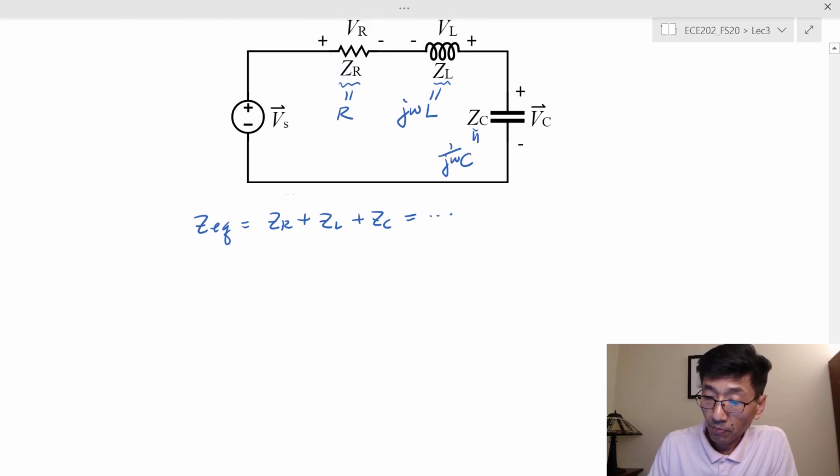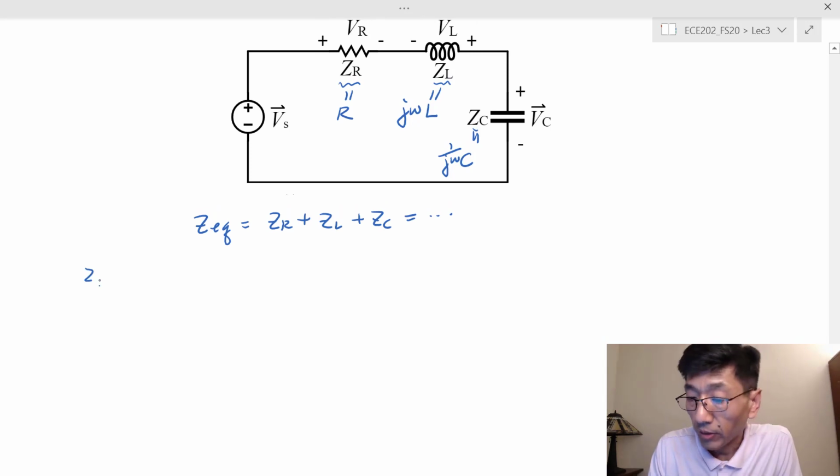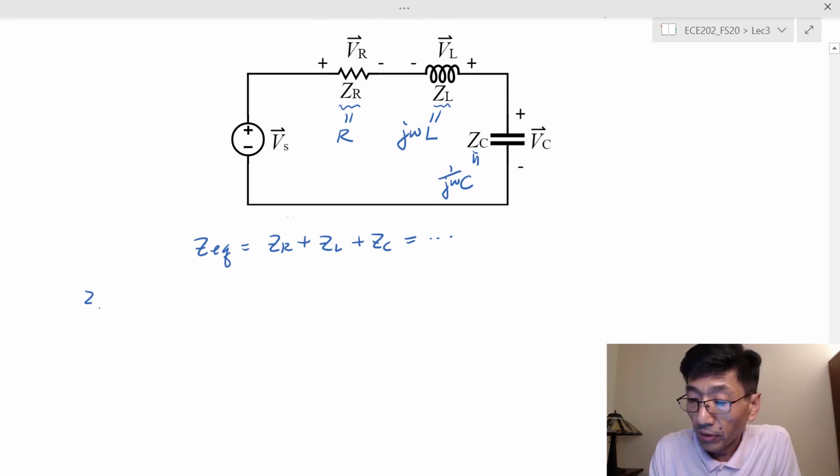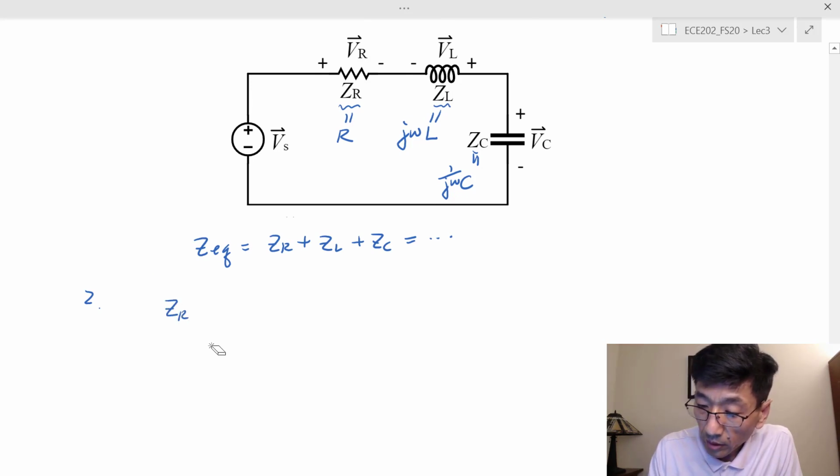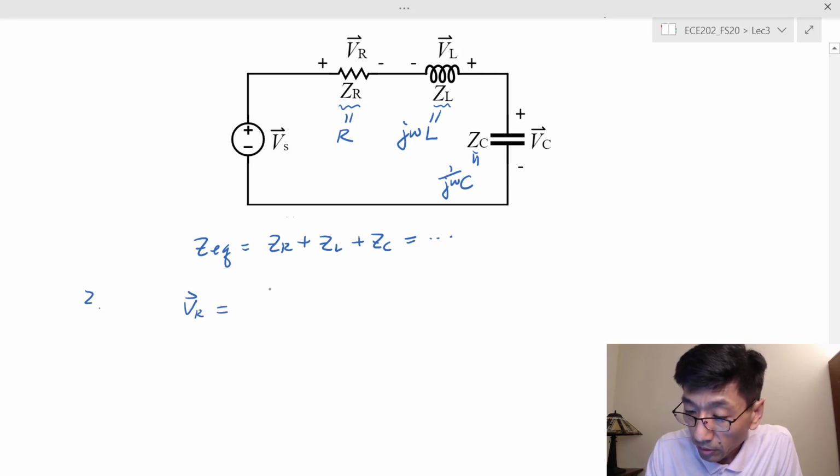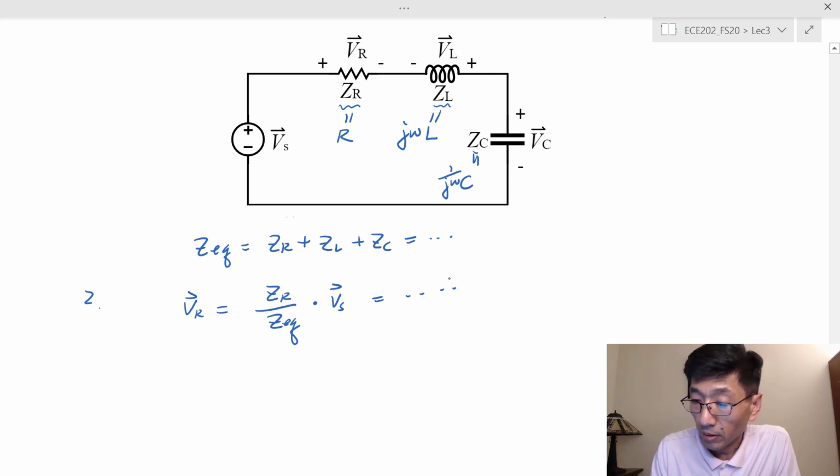Then the second part is to find the voltages, and we first find the phasors. For V sub R, we use voltage division. V sub R should be equal to Z sub R divided by Z sub EQ, which you already found, times V sub S. So everything is known, and you should be able to get a number here.